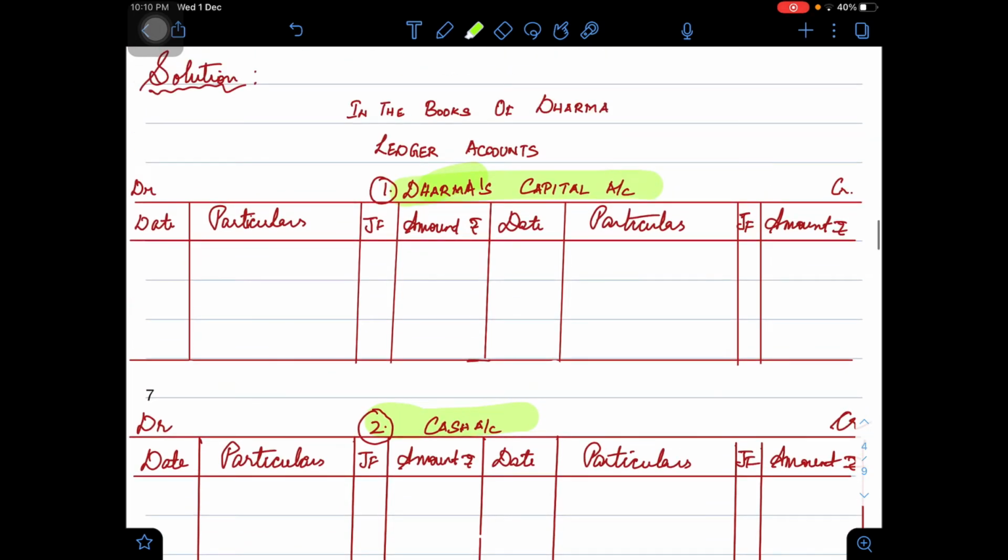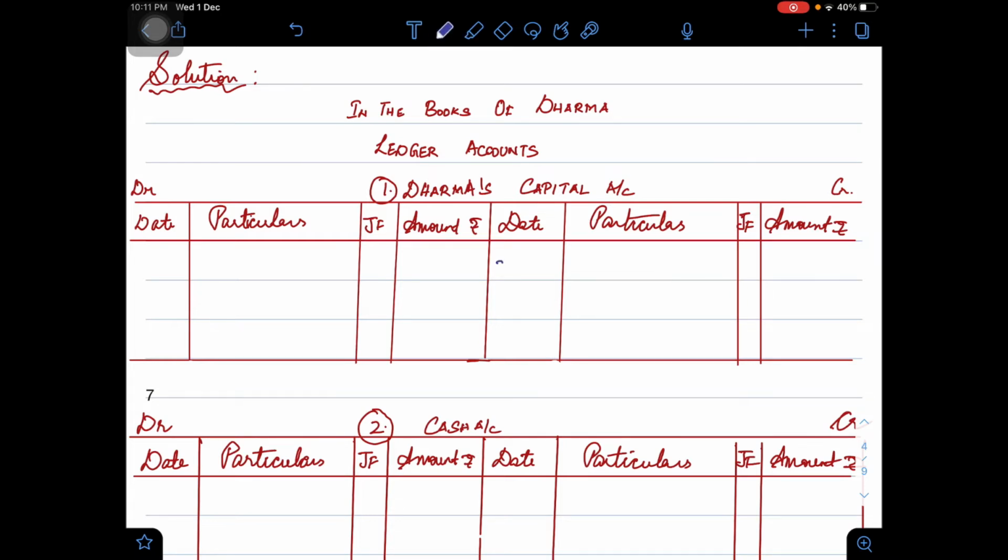First let us start with Dharma's capital account. In Dharma's capital account, cash is coming. So the entry is cash account debtor to Dharma's capital account. Cash is debit in the journal, means in the ledger it should come where? It should come on the credit side. So let us now start entering. I will just write and show you how it actually comes.